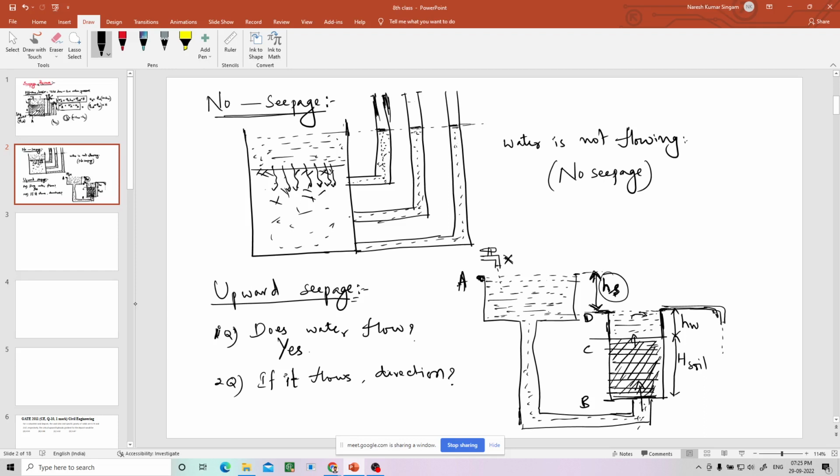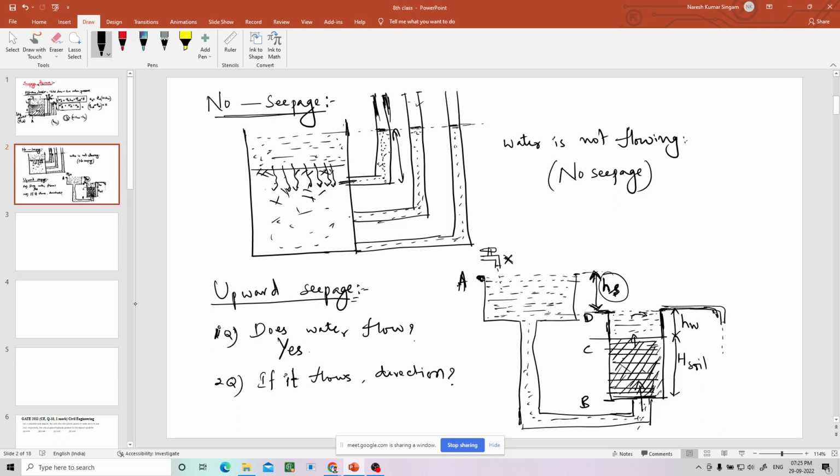Whenever it happens, what is the reaction in the soil? How does the soil behave? That is what we'll discuss now. We know the concept of effective stresses. Effective stress is nothing but total stress minus pore water pressure. Whenever you want to know pore water pressure at any point, you just have to use this tube concept. Just put the tube there and take the height of the water in the tube.